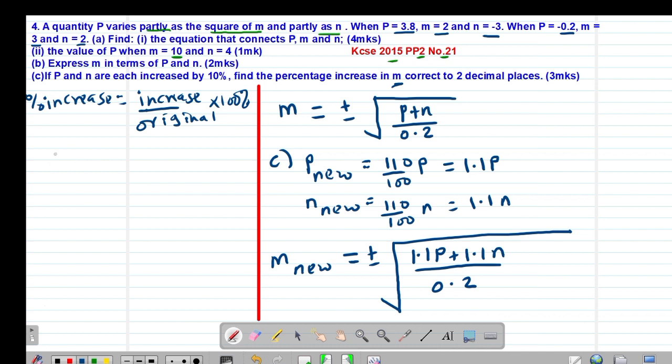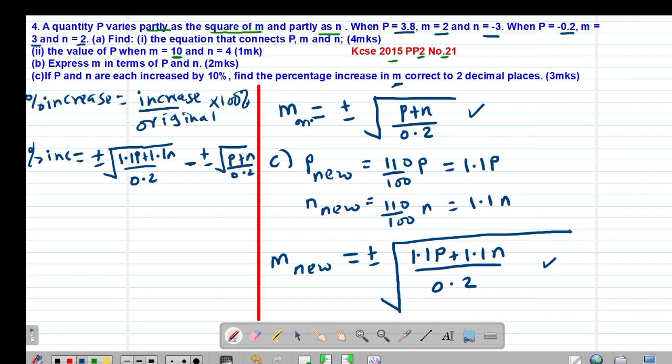So the percentage increase will be given by the following. The increase will just be the difference between this value and the original value. Remember, this is our original value of m. So I'm going to take plus or minus the root of the second value, which is 1.1p, then of course plus 1.1n, then the whole of it divided by 0.2, then minus, so this is the increase, plus or minus the original, which was the root of p, then of course plus n, then divided by 0.2.